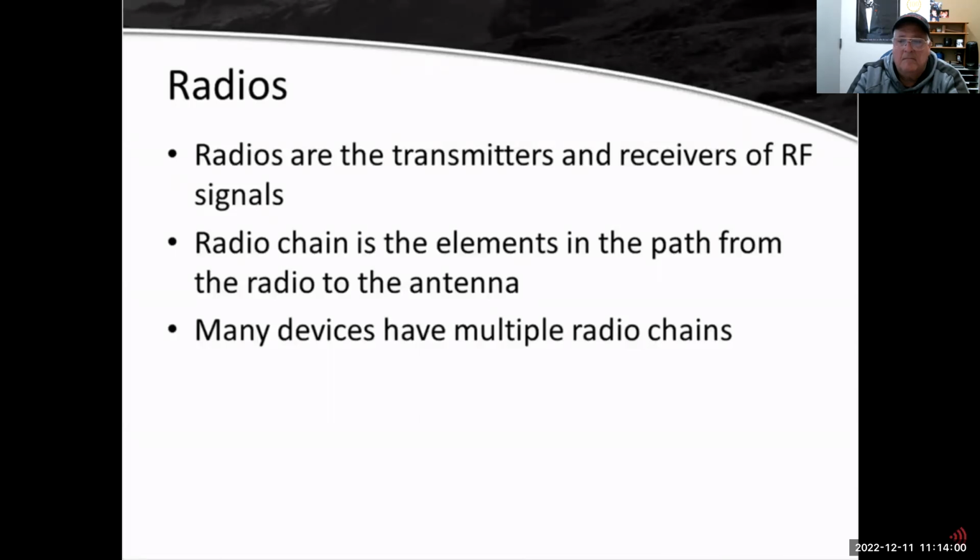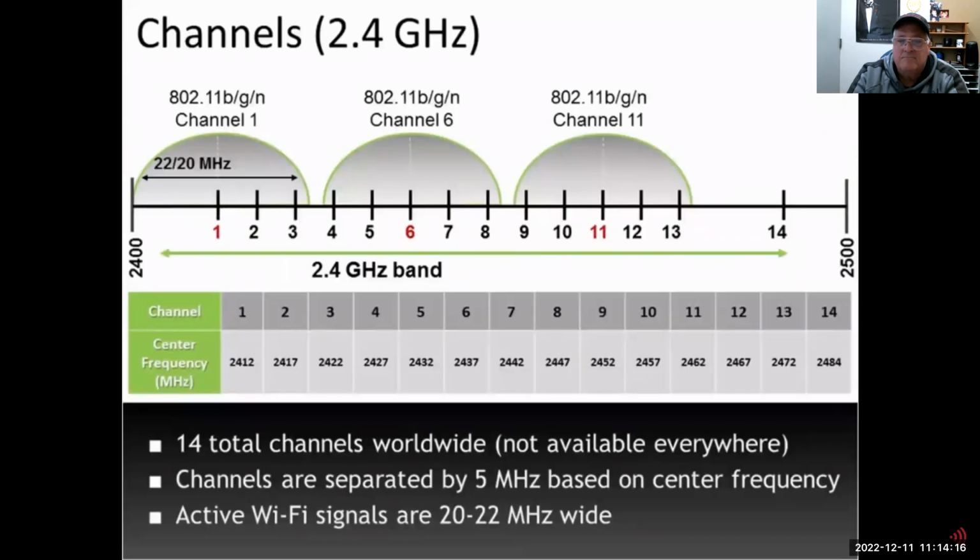Now, many devices have multiple radio chains. So when you see 3 by 3 by 3, that means there are 3 radio chains and we can send out 3 spatial streams. And this is an important thing to consider when you're implementing modern wireless LANs. So now let's begin talking about the 5 fundamentals of RF that you have to know for wireless LAN success.